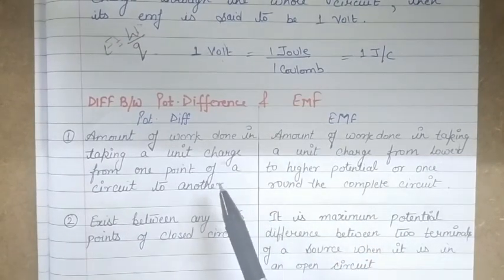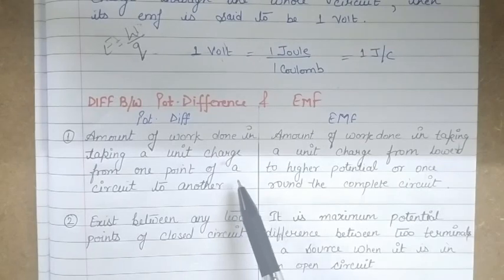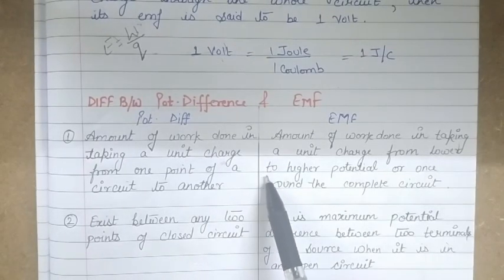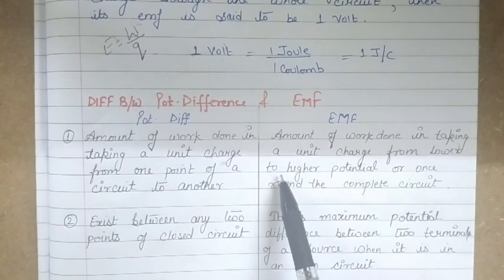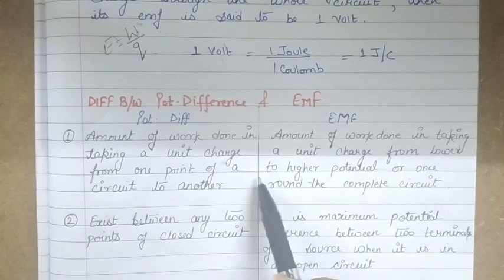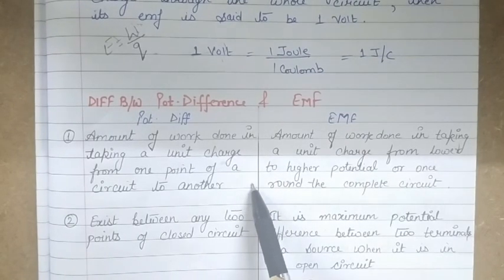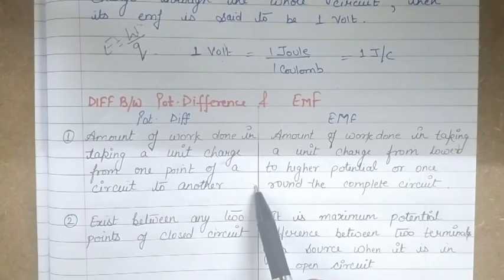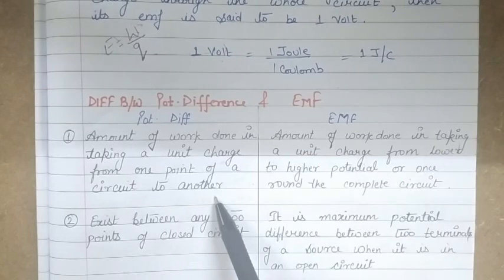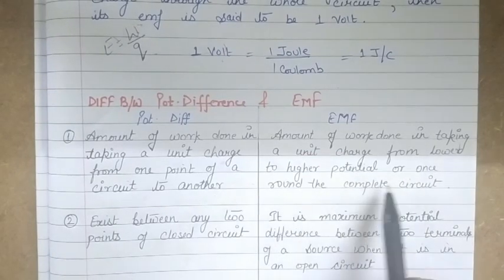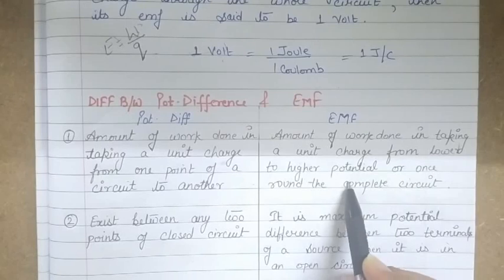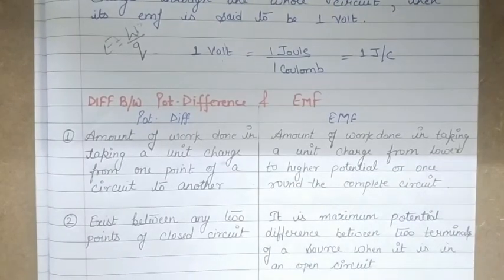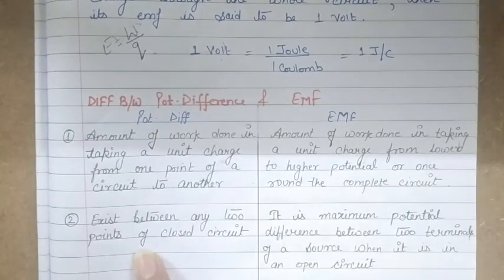While in case of potential difference, whole circuit is not necessary. Higher potential तक जाना from lower potential is not necessary. It can be between any 2 points of the circuit. It means work done in taking a unit charge from any one point to another point of a circuit is called potential difference. Complete circuit होना या lower potential से higher potential पूरा cover करना is not necessary.